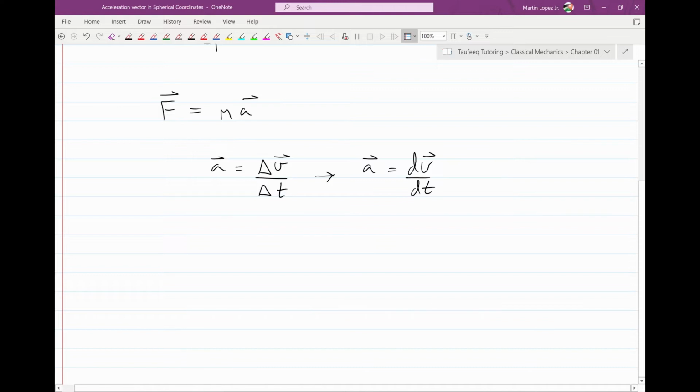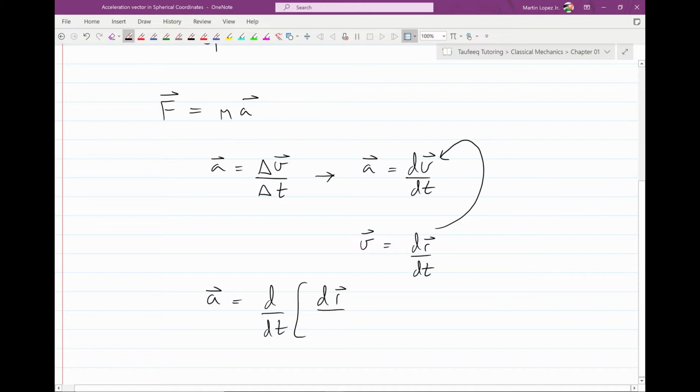And we can take this one more step where we ask, well, what is the velocity? Conceptually, that is defined similarly as the derivative of the position with respect to time, or the change in position over the change in time. Those are equal. And if we plug this definition of velocity back into the acceleration definition, then the acceleration ends up being the derivative of the derivative of position with respect to time, which is also known as the second derivative of the position with respect to time.